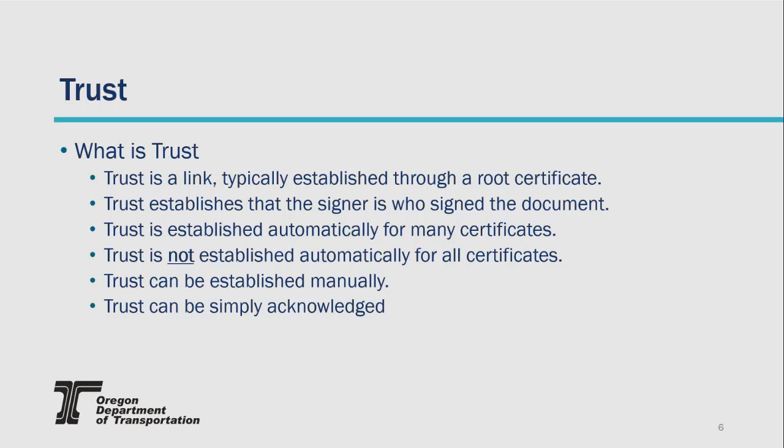So trust is established automatically for many certificates. If the certificate is already in the certificate libraries, trust is established. But trust is not established for all certificates. An example of that is ODOT. ODOT certificates are created internally. There is no shared root that we've shared out, so nobody has our root. It's definitely not automatically included with Windows or Adobe.